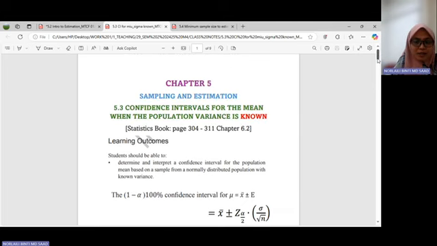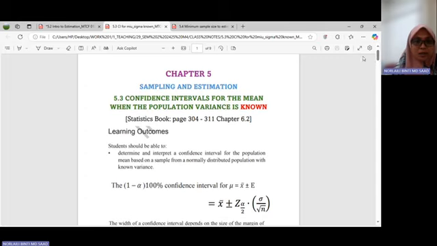In this topic, it is the confidence interval for the mean when the population variance is known. For the mean here, it means that it is a CI for the true mean, which is mu. The population variance here refers to your sigma squared. Same goes if you have sigma known or population variance known.